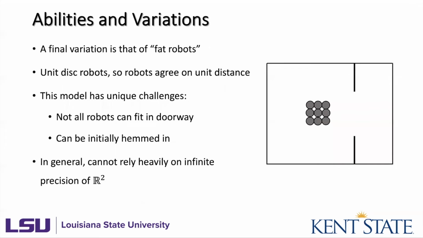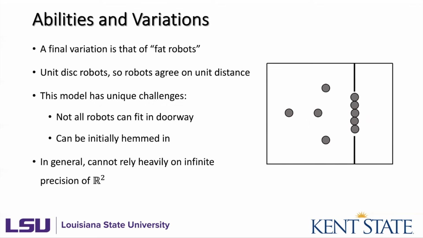We consider a variation to the classical model that isn't an ability, but is the variation of so-called fat robots, where the robots are disks of unit diameter. Since they are disks of unit diameter, they have an inherent agreement on unit distance. This model does have unique challenges, however, such as not all robots can fit through the doorway simultaneously as they can with point robots. So for example, here, only 5 robots can fit in the doorway at once, and if another robot tried to move into the doorway at the same time, it must collide with another robot or the wall.